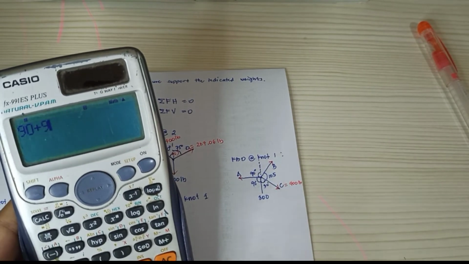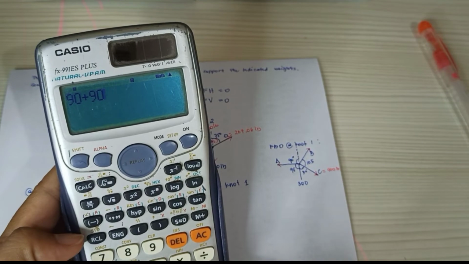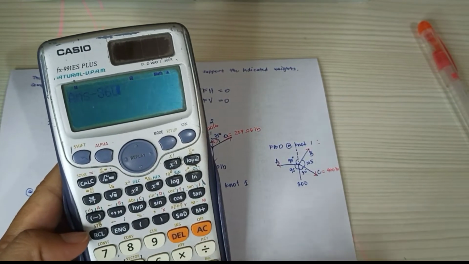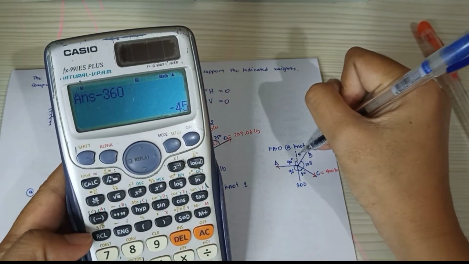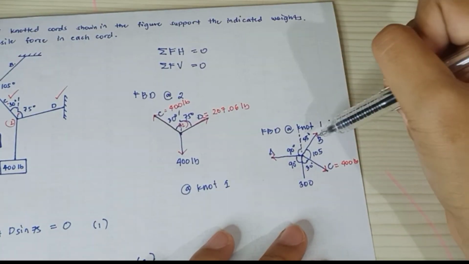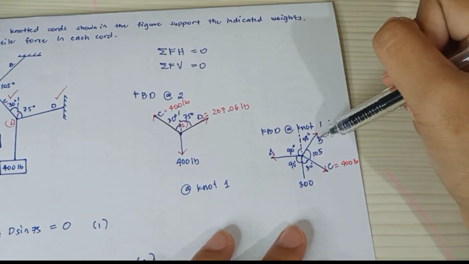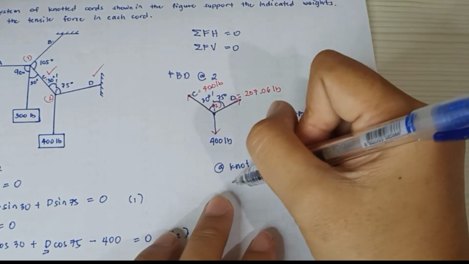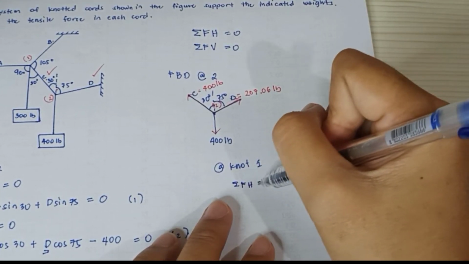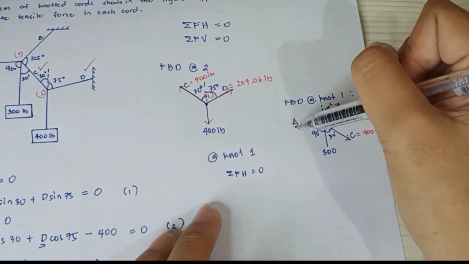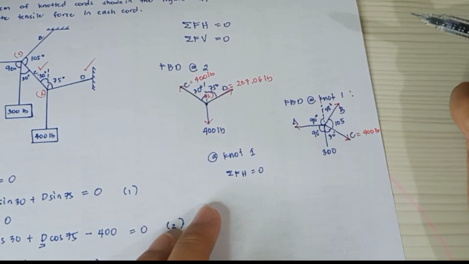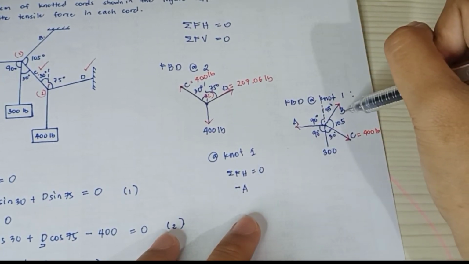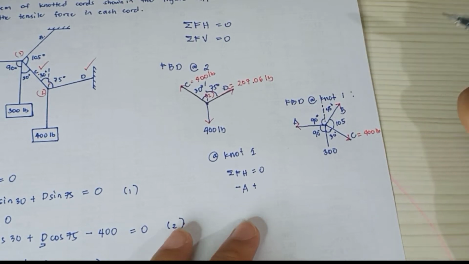So 90 plus 90 plus 30 plus 105, we have 315 minus 360, that is 45 degrees. So etong 45 degrees, yan ay gagamitin natin para ma-solve natin yung components ni B. Okay? So at nut 1, start na natin i-solve yung summation forces horizontal which is equal to 0. Starting from A, that is to the left, so that is negative. Negative A, and then B naman, that is to the right, it will be positive.